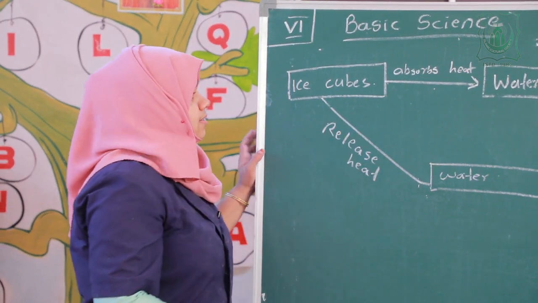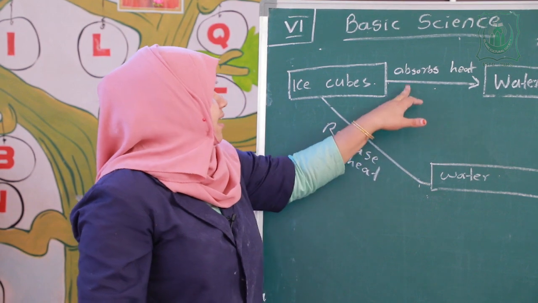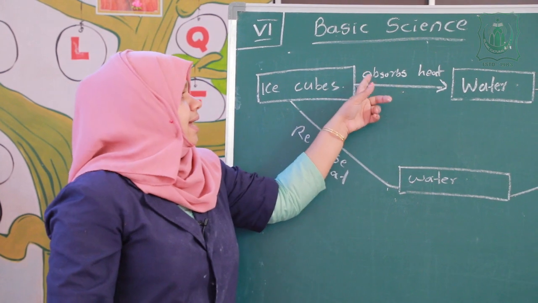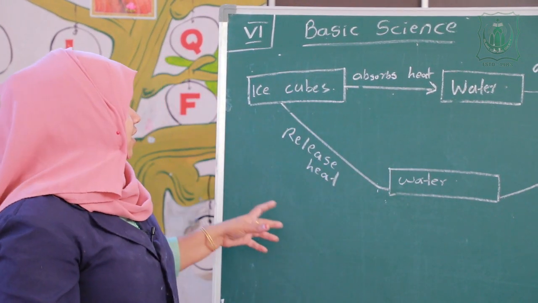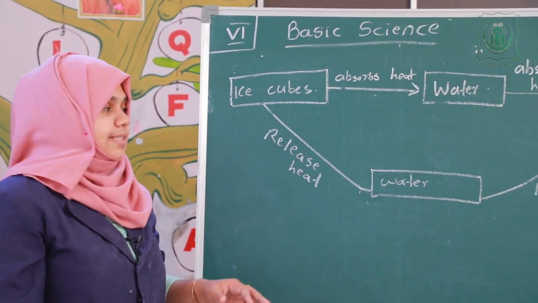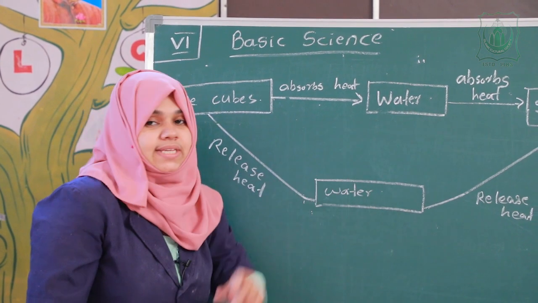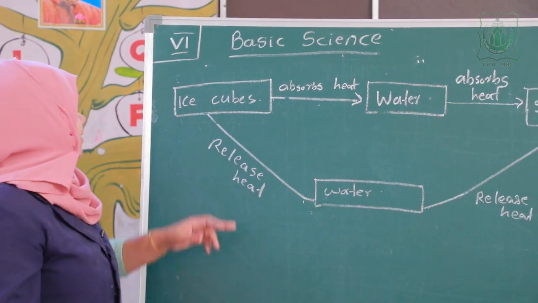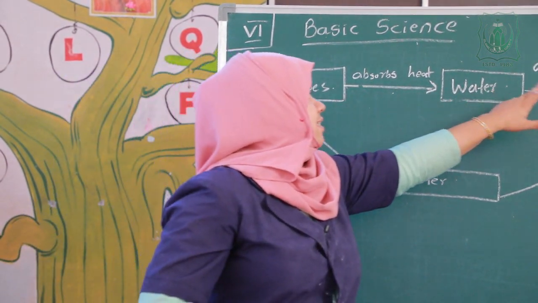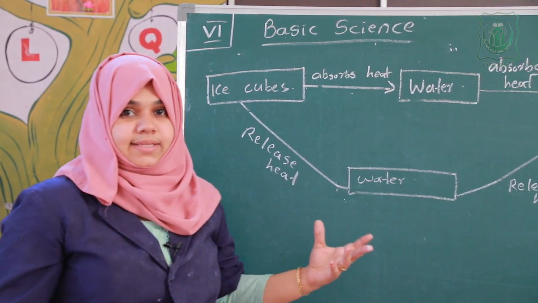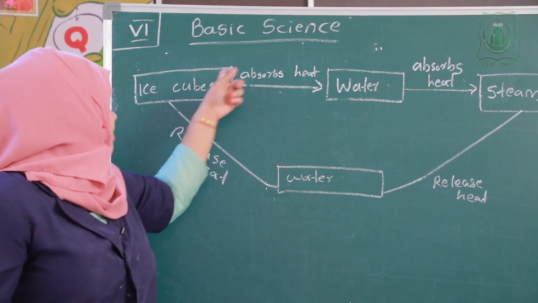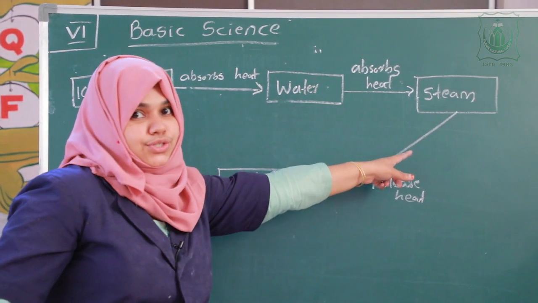Ice cube changes into water while absorbing heat. We know that. Then this water changes into steam while absorbing heat. Understand? In these two processes, heat is absorbed while the ice cube changes into water and water changes into steam.